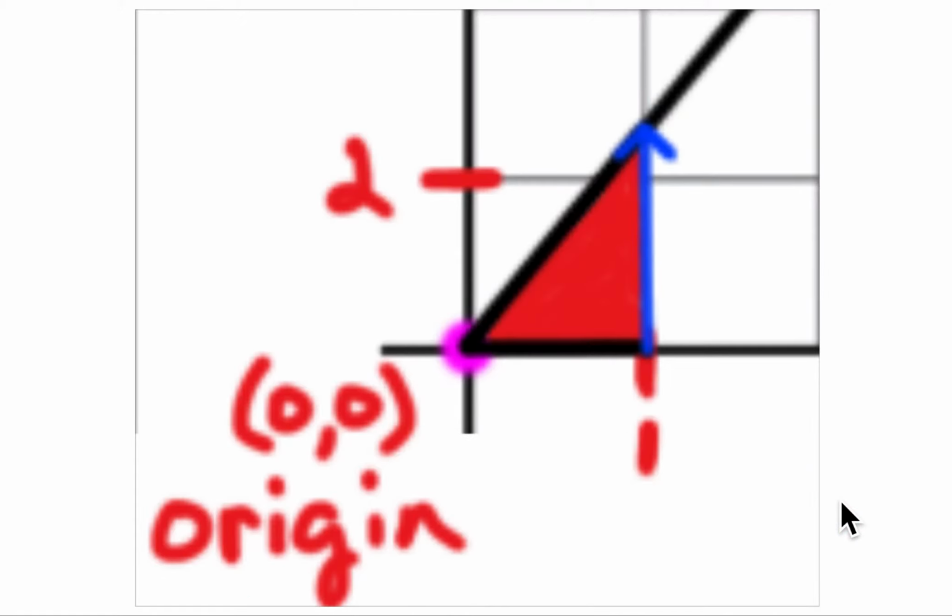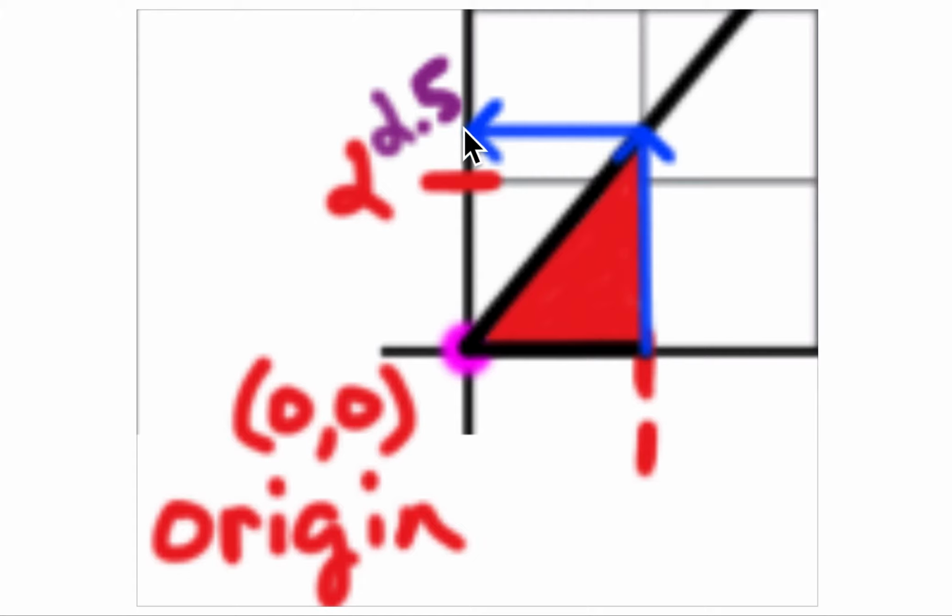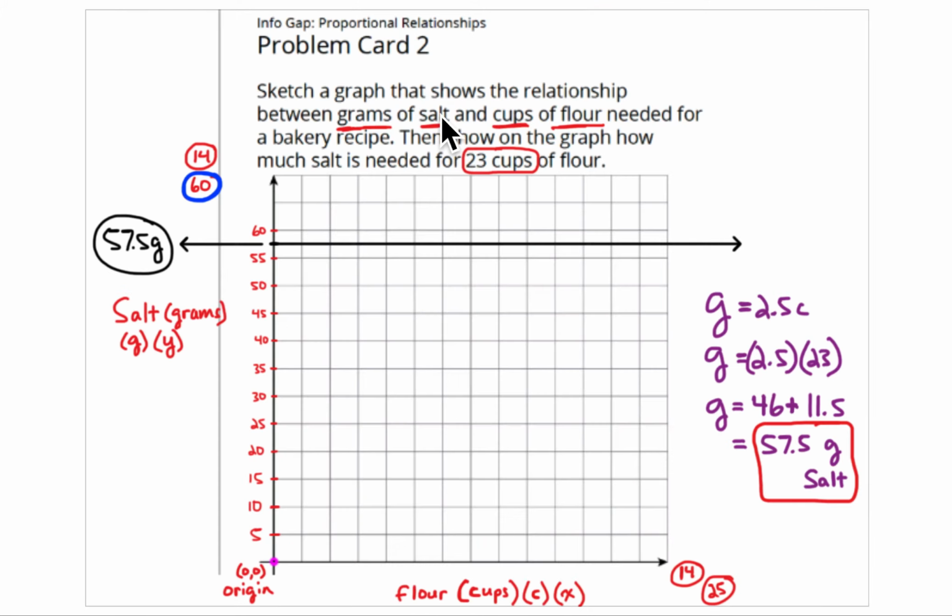Let's look at the unit rate just for a second. If you have 1 cup of flour, how many grams of salt are you going to use? Well, this is counting by twos. Don't forget that. So 3 is about right here. So halfway in between 2 and 3 is about right there. So that's 2.5 grams of salt.